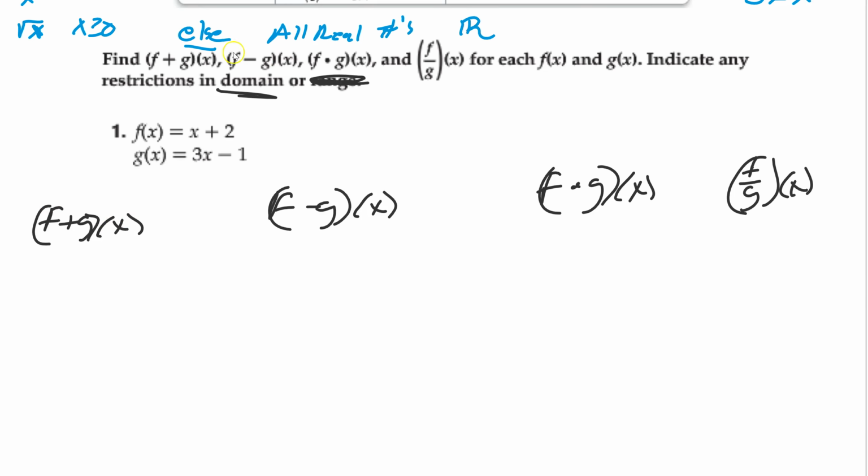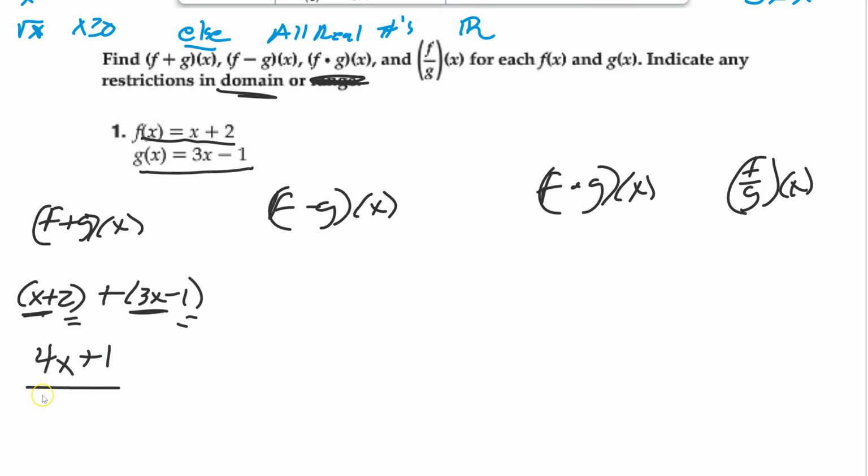So f plus g of x. So f is x plus 2. g is 3x minus 1. So remember, this just means add them. So we're going to add x plus 2 plus 3x minus 1. All we do is add like terms. The parentheses don't mean anything because there's no numbers outside. So I get 4x, and then 2 minus 1 is 1. That's my answer. That's what f plus g of x equals. Now keep in mind, I see a lot of people do this.